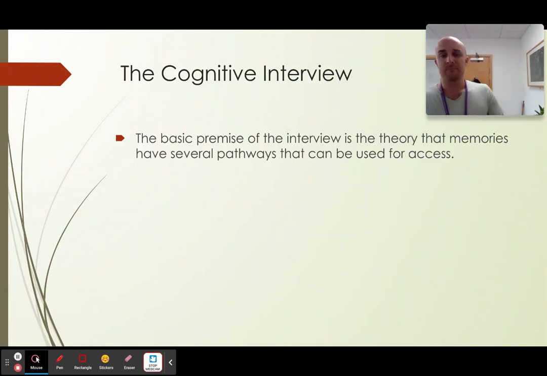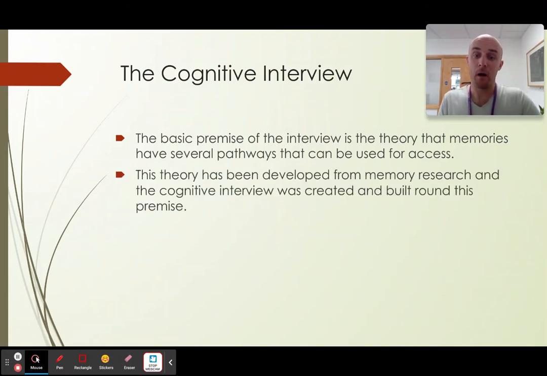So as I said, the basic premise of the interview is that memories have several paths. And one thing that's worth noting here, this cognitive interview is not like penicillin. It was not accidentally created and, oh, look, it really works, it's really effective. This has specifically been created off the back of memory research. So it should be quite effective.